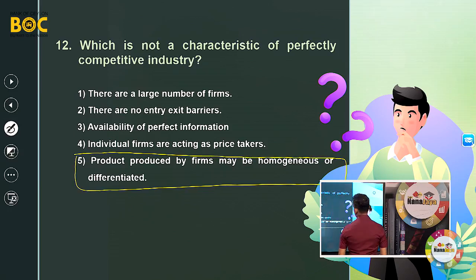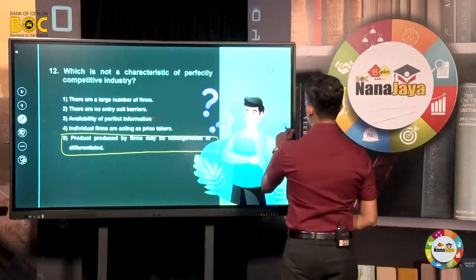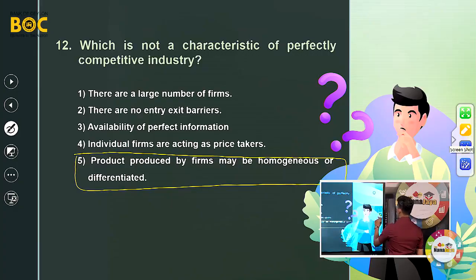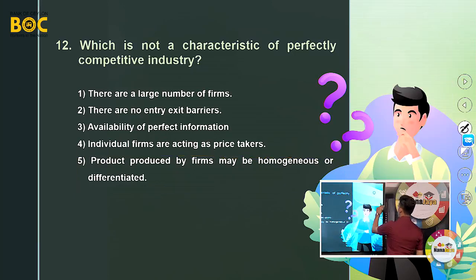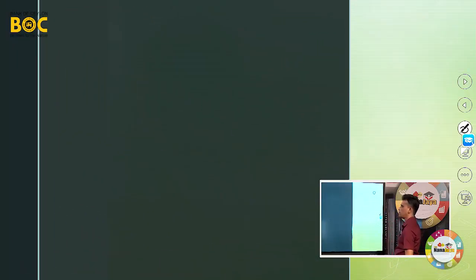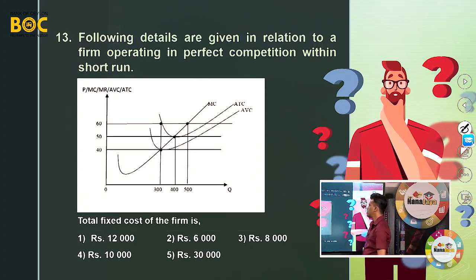Product differentiation is not seen in perfect competition. Therefore, we cannot say that they are producing a homogeneous or a differentiated product, but it is always a homogeneous product. So the answer number 5 should be taken as the answer for question number 12. Right. We will move on to the next question.